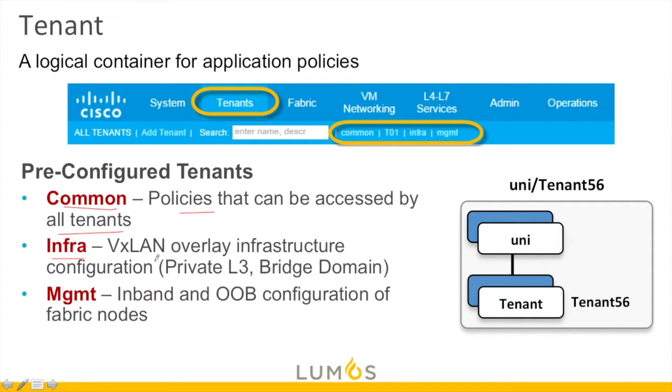We have the infrastructure tenant. So that's the VXLAN overlay infrastructure configuration. It's a private L3 network. Private bridge domain does not leave the ACI fabric. We have the management tenant for in-band and out-of-band management configuration of fabric nodes so we can access them. And perhaps they might need to interact with NTP servers, or they should interact with NTP servers because you really should have NTP enabled. And then we can have other tenants like T01, that's a user tenant.